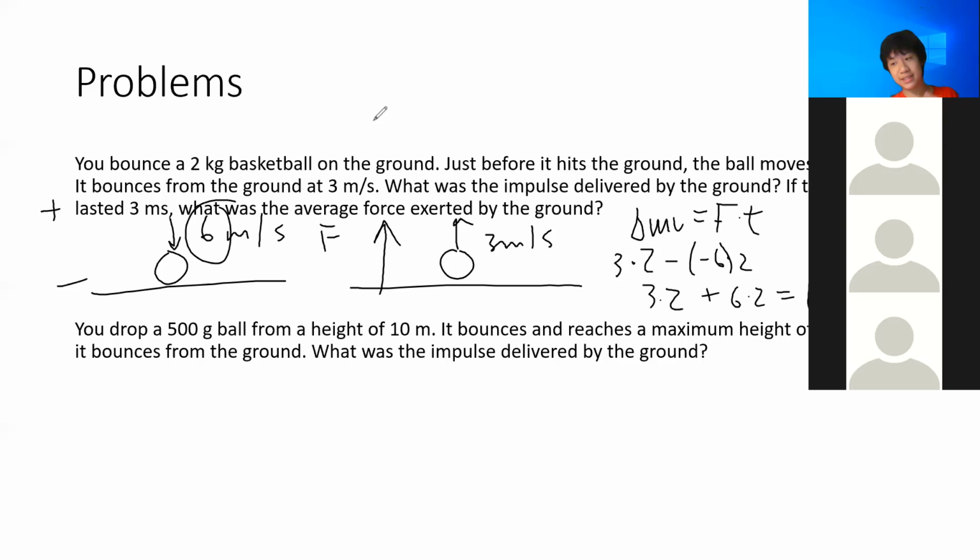So drawing a diagram makes it clear that since the velocity is in different directions, we have to make one of them positive and the other one negative. So then average force, we just use force times time equals impulse. So force times 0.003 equals 18. Solving for force, we get 6,000 newtons.